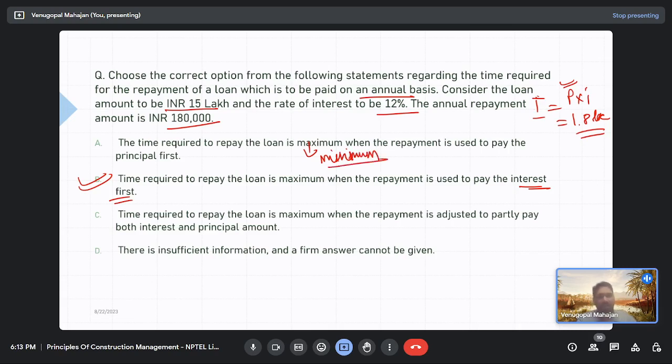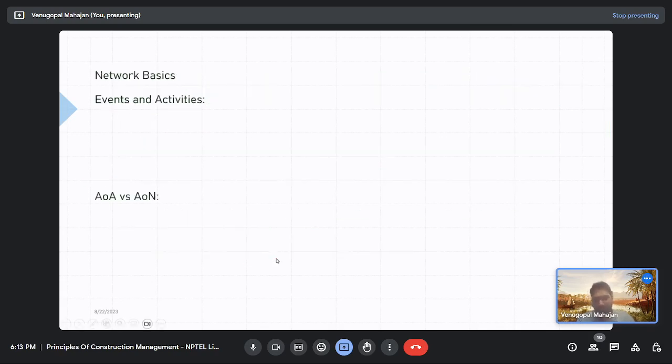Like of 15 lakh, if you are paying 1 lakh 80,000 in the first year, so next year itself you will pay interest only on 13.2 lakh, right? And this will be somewhat in the middle of A and B. There is insufficient information. Well, we just gave the answer, right? So this cannot be the answer.